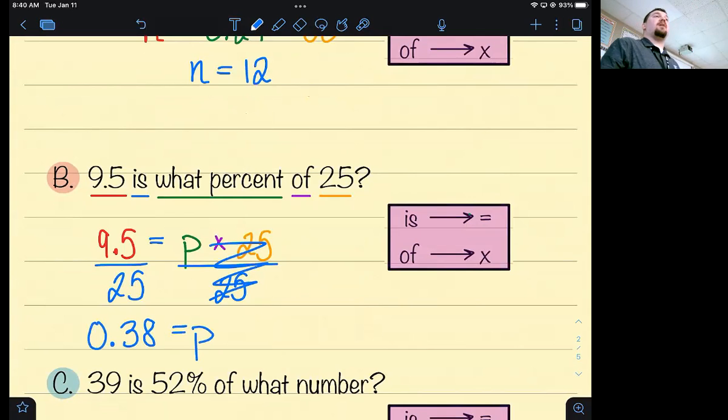So our answer as a number is 0.38, but we want to give our answer as a percent for this problem. So we're just going to move that decimal 2 spots to the right. And Alexis, what percent is 0.38? That's right. So that's going to be our final answer. 9.5 is 38% of 25. A little over a third of the way to 25.